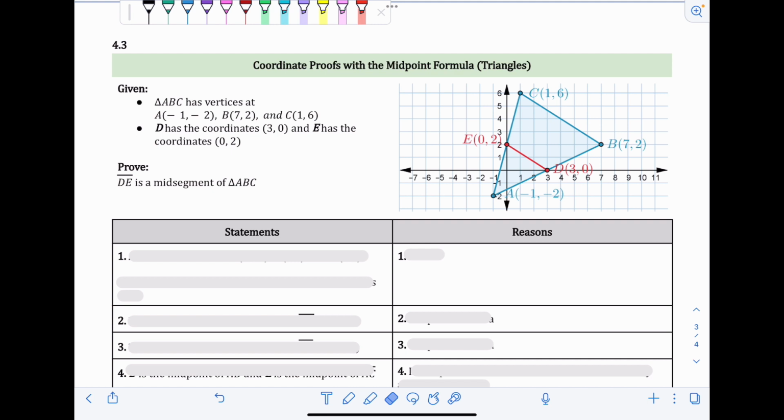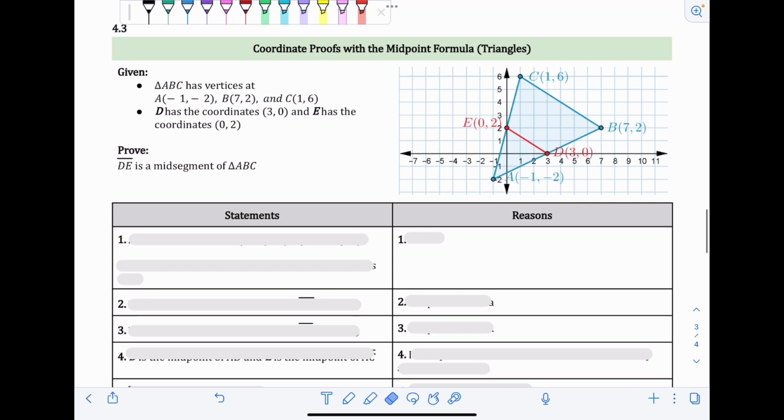So for 1, we're always just stating what we're given. We can put them all in that same box. So for the first part, triangle ABC has those vertices at A, B, and C. And then the segment DE has coordinates (3, 0) and (0, 2) for its endpoints. And then the reason is that it's given.